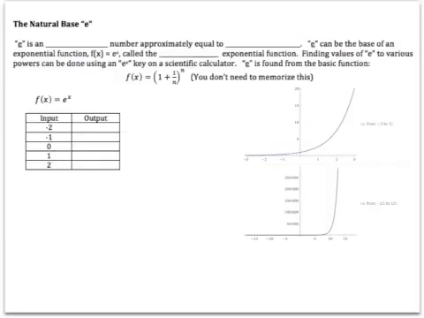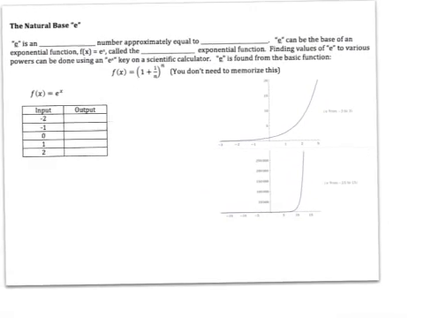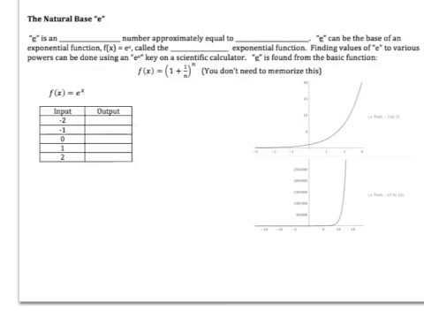Now let's talk about the natural base. Natural base e. e is an irrational number. It's kind of a cousin to pi. It has nothing to do with pi, it's just that they're both irrational numbers. And remember, the definition of irrational numbers are numbers that cannot be expressed as the ratio of two integers, and numbers like that are indicated by decimals that do not repeat and do not end.